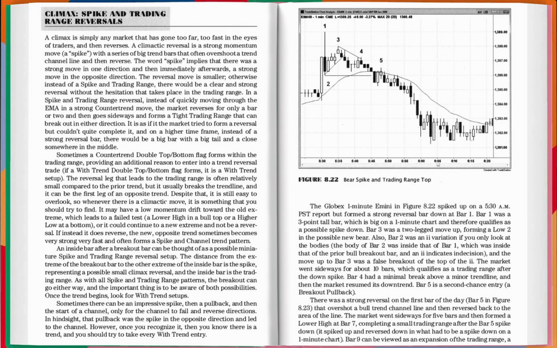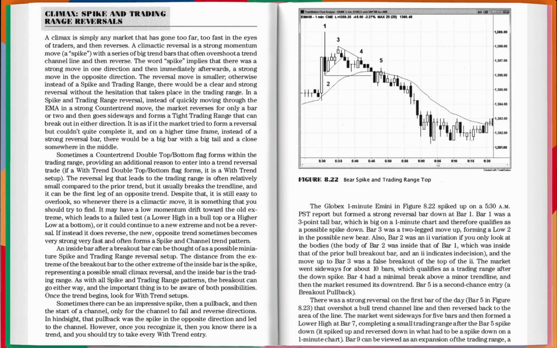Despite that, it is still easy to overlook, so whenever there is a climactic move, it is something that you should try to find. It may have a low momentum drift toward the old extreme, which leads to a failed test, a lower high in a bull top or a higher low at a bottom, or it could continue to a new extreme and not be a reversal. If instead it does reverse, the new opposite trend sometimes becomes very strong very fast and often forms a spike and channel trend pattern.